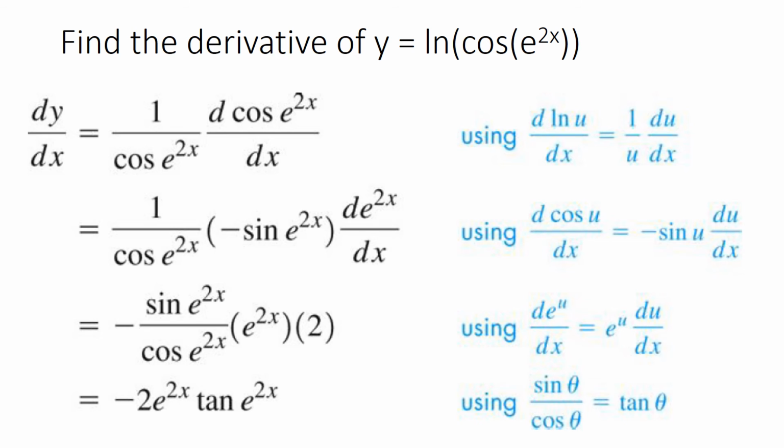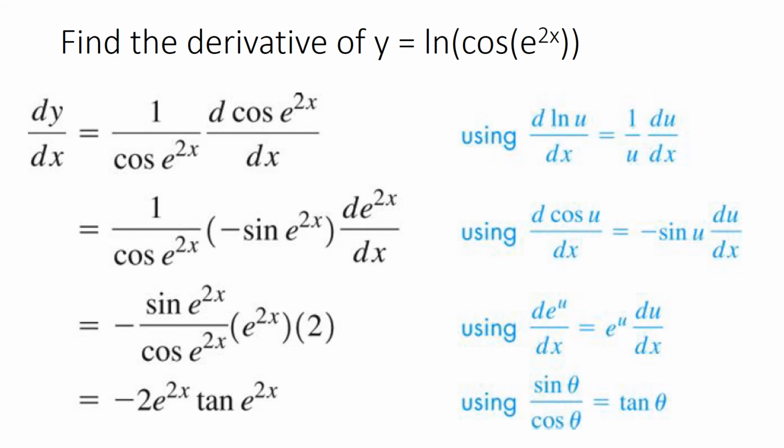And we know that for the third row, e to the function of x, this derivative is equal to e to that same function times the derivative of that function. So e to the 2x, when I take the derivative, that's equal to e to the 2x times 2, which is the derivative of 2x.